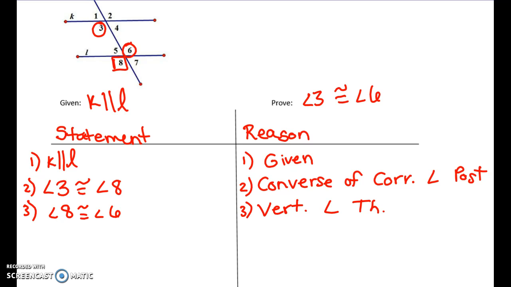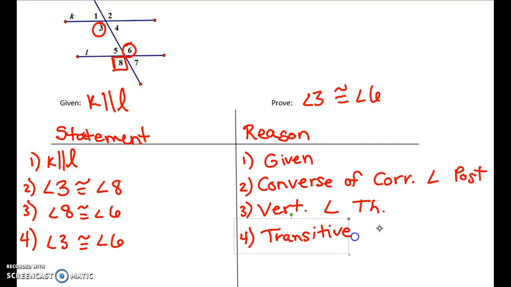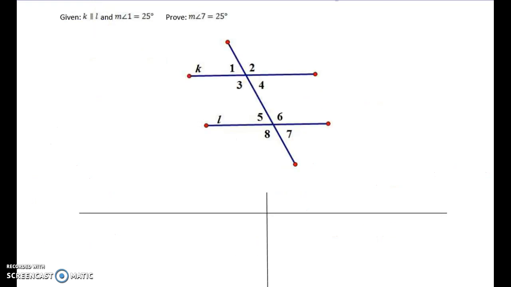And finally, if 3 is congruent to 8 and 8 is congruent to 6, well, we can then conclude that angle 3 is congruent to angle 6 by the transitive property of congruence. All right, guys, let's take a look at this next one.